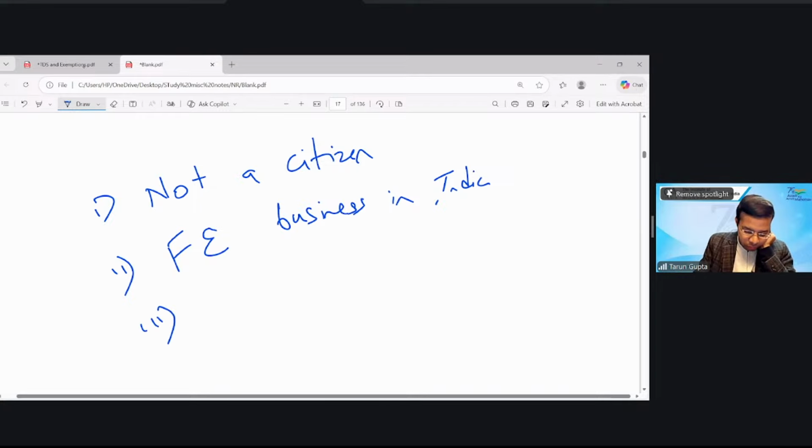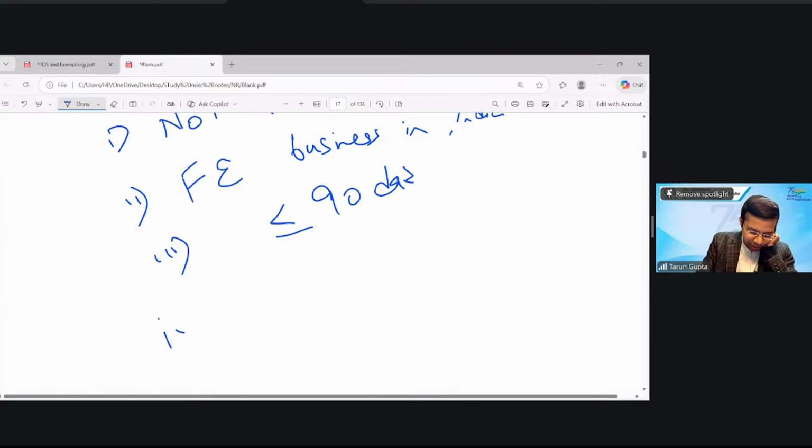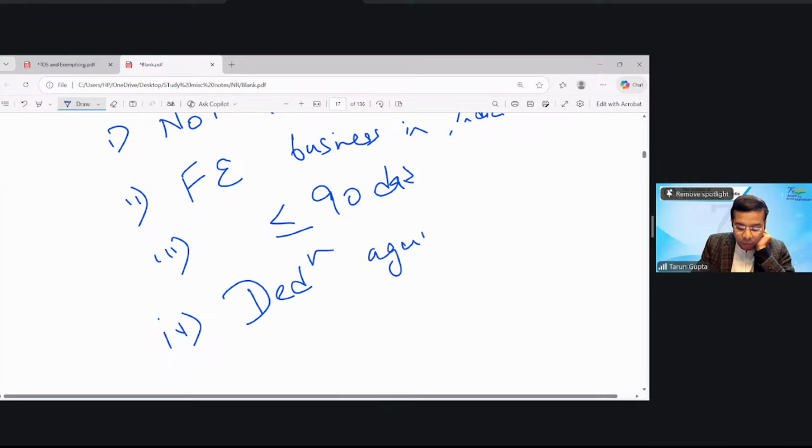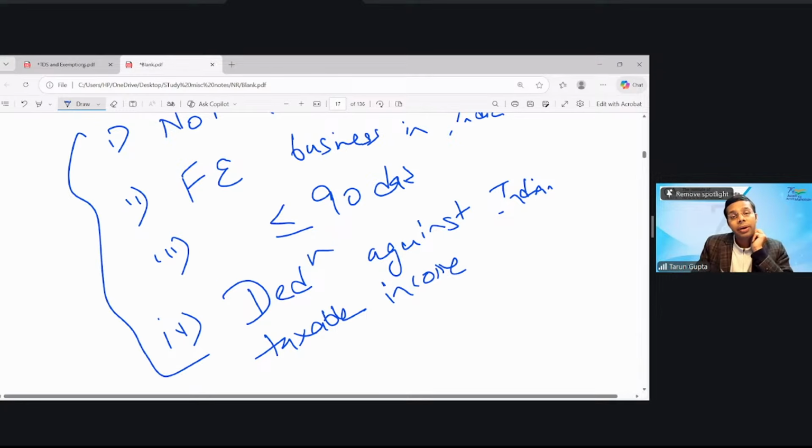Then your stay should be less than or equal to 90 days in India. And lastly, the salary which you are deriving for your services in India should not be claimed as a deduction against the Indian taxable income of the foreign enterprise. So if all of these conditions are satisfied, then only the remuneration which you are deriving for services rendered in India is exempt.